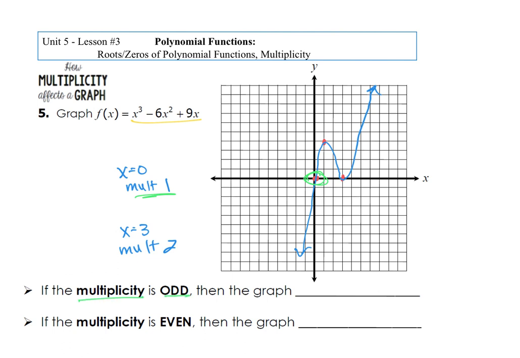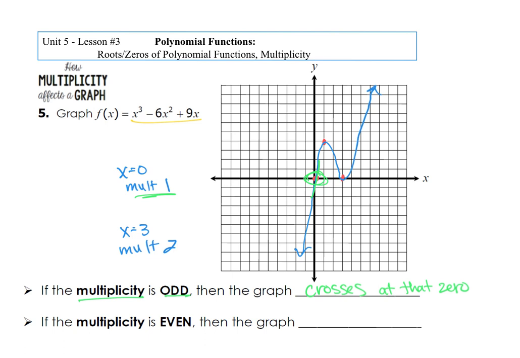Then notice at the zero that we crossed right on through. So we say that the graph crosses at that zero. That's on your notes. Again, we had a zero at 0, an odd multiplicity, and we did continue up through that zero.